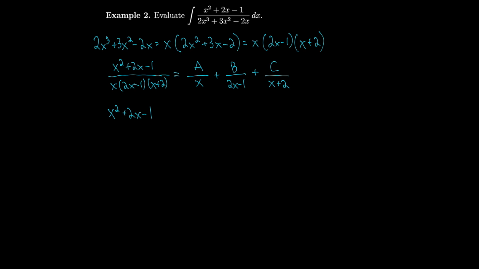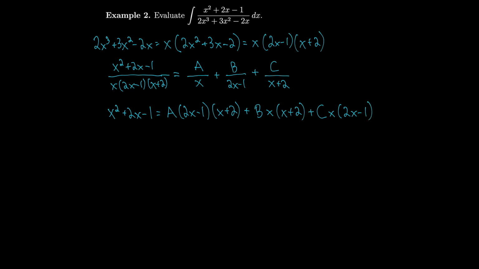So that means it'll leave me with 2x minus 1 and an x plus 2, because the x canceled for a. And then for b, it leaves me with x and x plus 2, because the 2x minus 1 canceled when I multiplied. And for c, I'm just left with x and 2x minus 1.